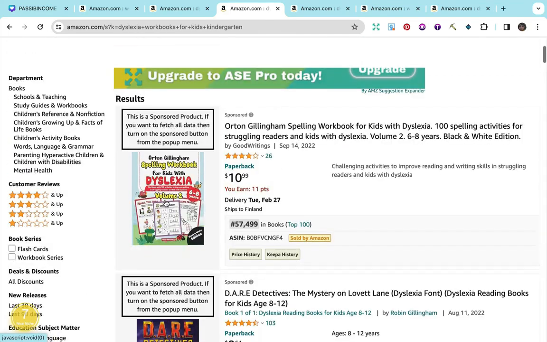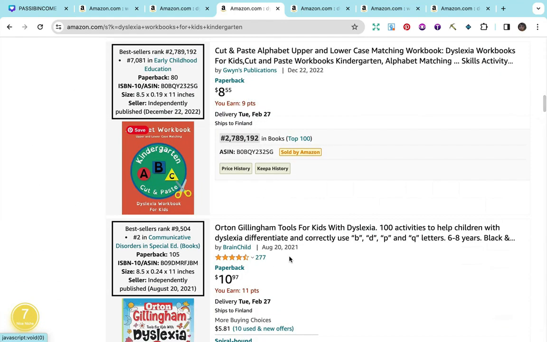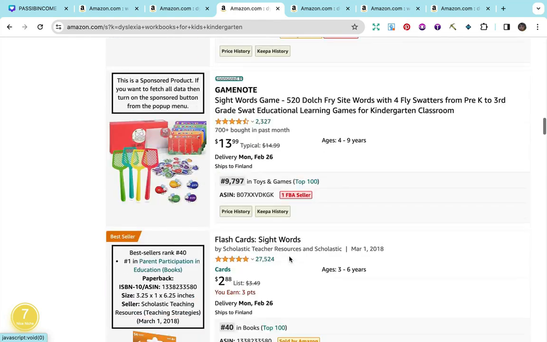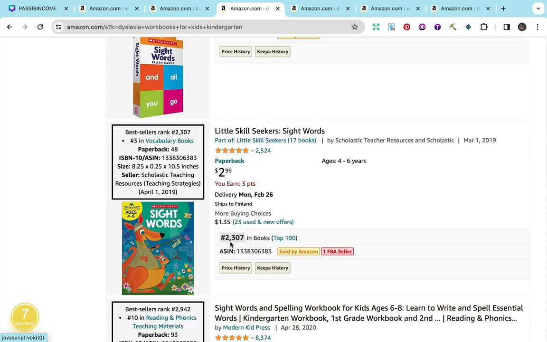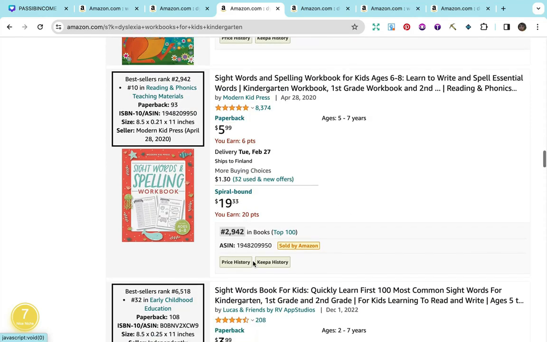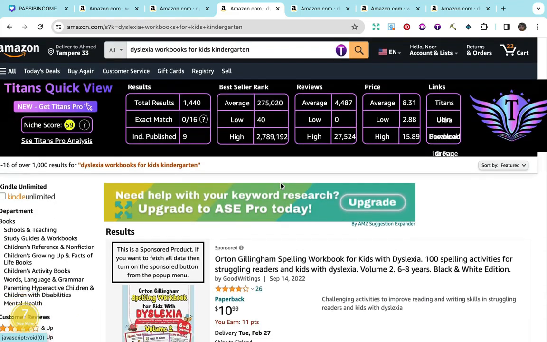So previously, it was only the top 2 or the top 4, whatever it was, that were sponsored. Now it's more scattered everywhere in the search as well. This one's 2,300, this one's 2,900, 6,000. So here, just by scrolling down, we have over 5 books that are not sponsored that have a bestseller rank sitting at 100,000 or below. That is also good to see.